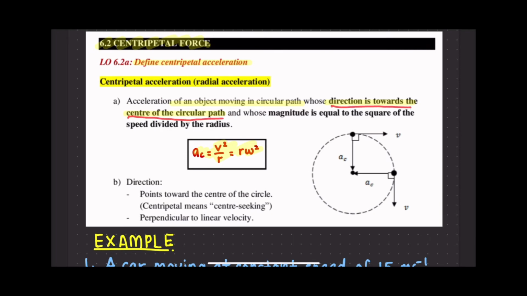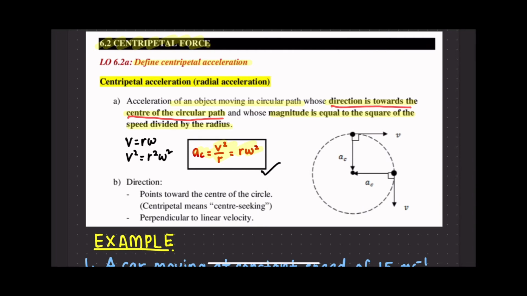And then, how about magnitude? The magnitude is equal to the square of the speed divided by the radius. Okay, mathematically, we can rewrite the magnitude of the centripetal acceleration as AC is equal to V squared over R or equal to R omega square. So, macam mana dapat R omega square ni? It comes from V is equal to R omega. V squared becomes R square omega square.